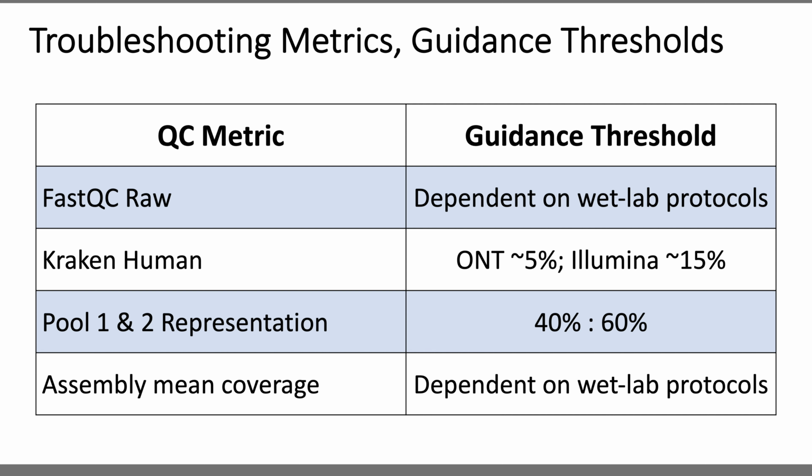And for the pool 1 and pool 2 representation, you really want to see ratios close to a 40 to 60% representation in either direction. Once you see numbers skewed to 10/90 or 20/80, that's a strong indication that one of your PCR reactions failed and that resequencing is likely required to capture a strong consensus assembly for that sample.